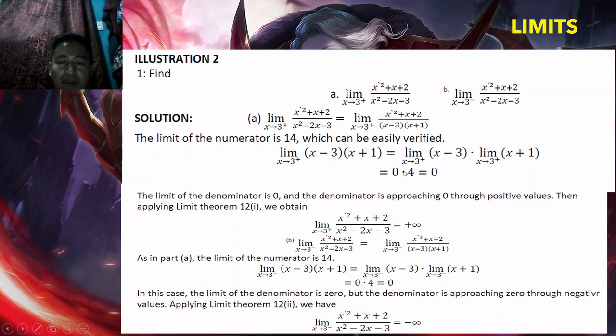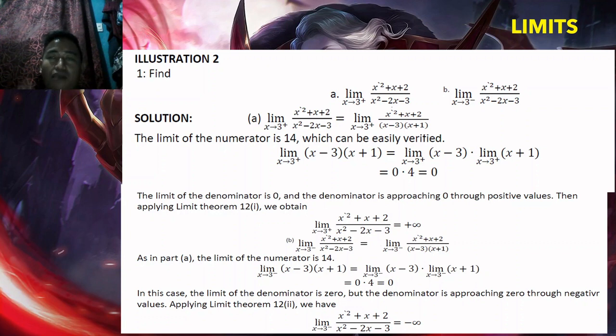Okay, the limit of the denominator is 0, so the denominator is approaching 0 through positive values. Positive daw sa denominator, tama? Kay 3 plus man ta. So kung 3 plus ta, i-substitute ani nga number, kung mag-buhat ta og table, di ba? Ito man ang padulong dira sa 3, no?